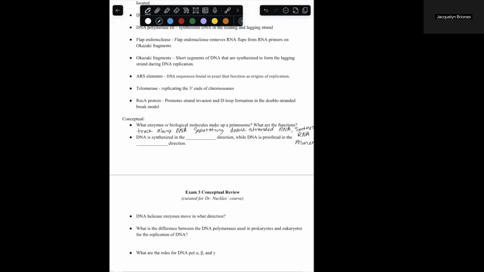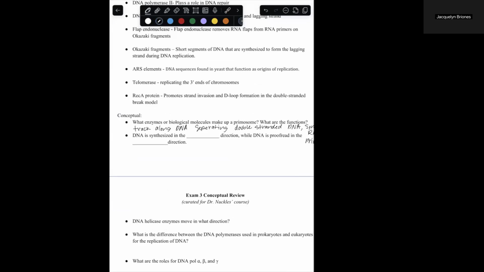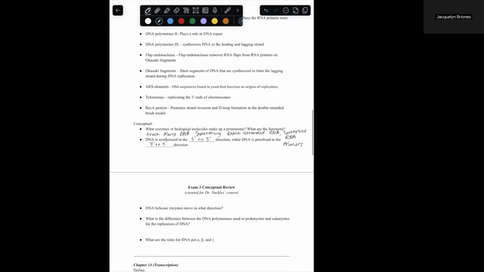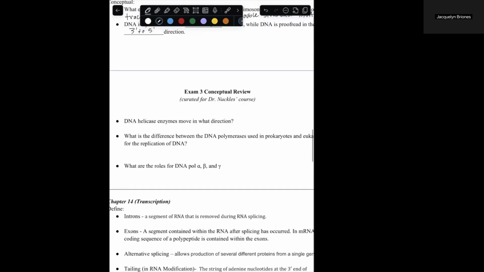DNA is synthesized in 5 to 3', while DNA is proofread in the opposite way, so it's proofread in the 3 to 5 prime. DNA helicase enzymes move in what direction? So helicase moves in the 5 prime to 3 prime direction.